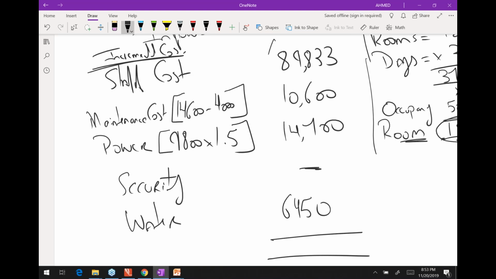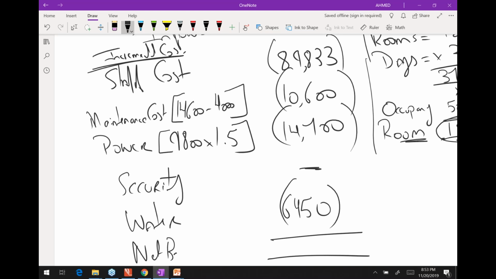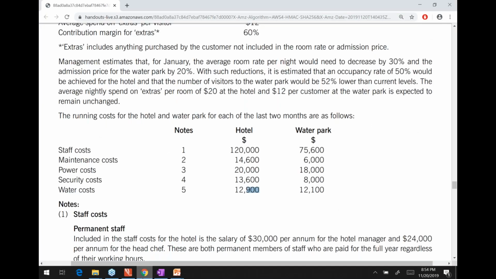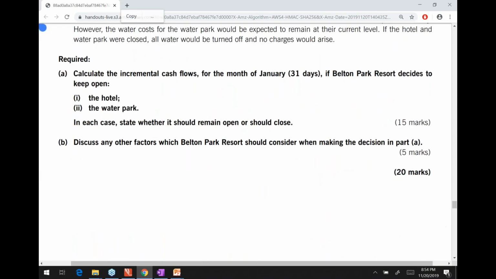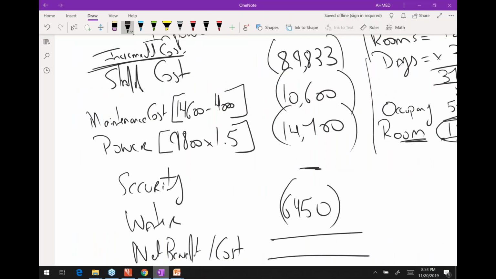From the incremental revenue, we will just deduct these incremental costs, and we'll see whether we are getting net benefit or cost for opening. So after water, nothing is left, right? Everything is done. Now let's see what is the incremental cash flow. Can you tell me, is it a positive answer or a negative answer?